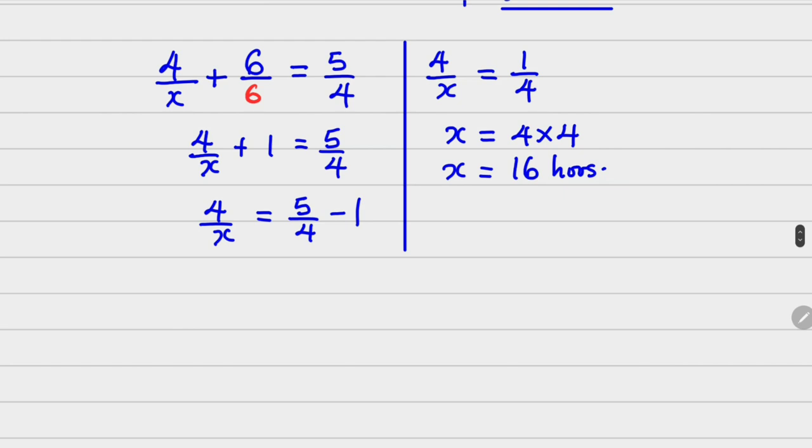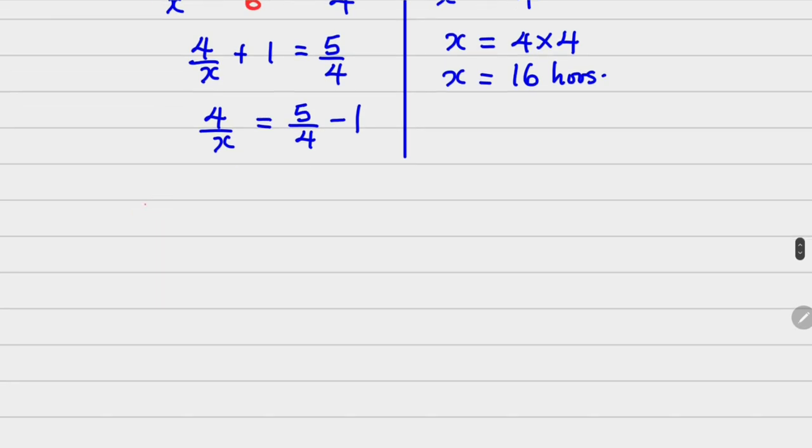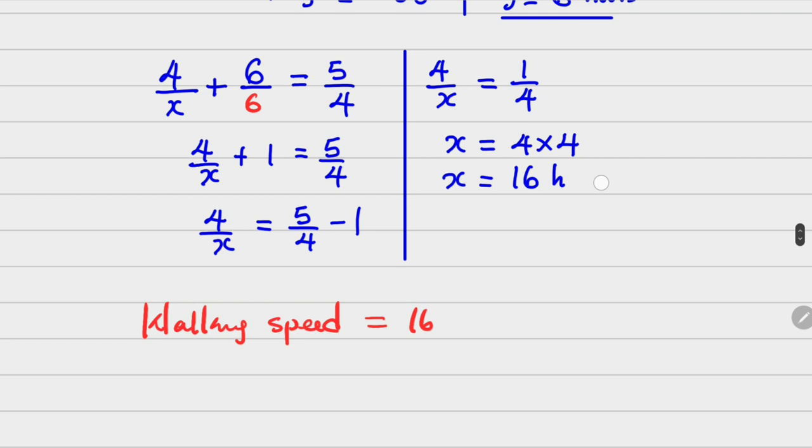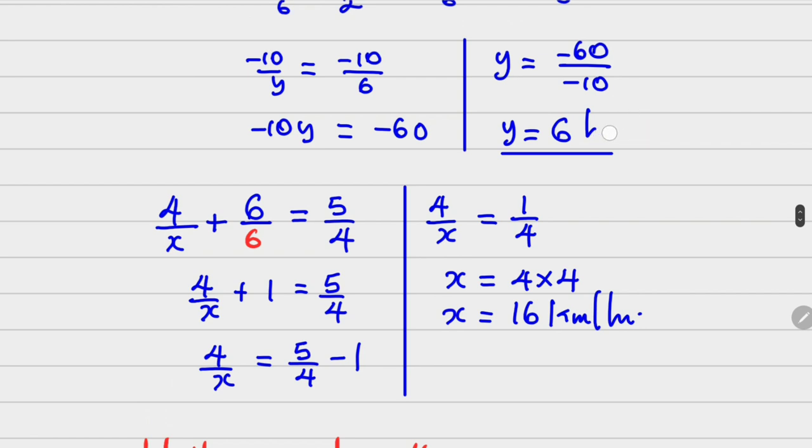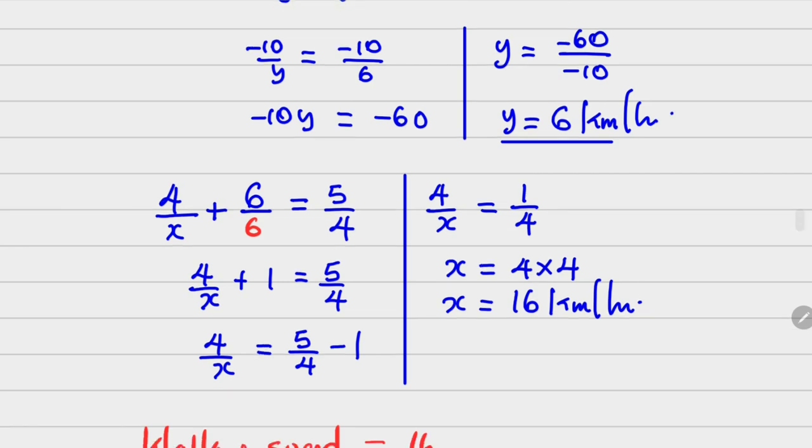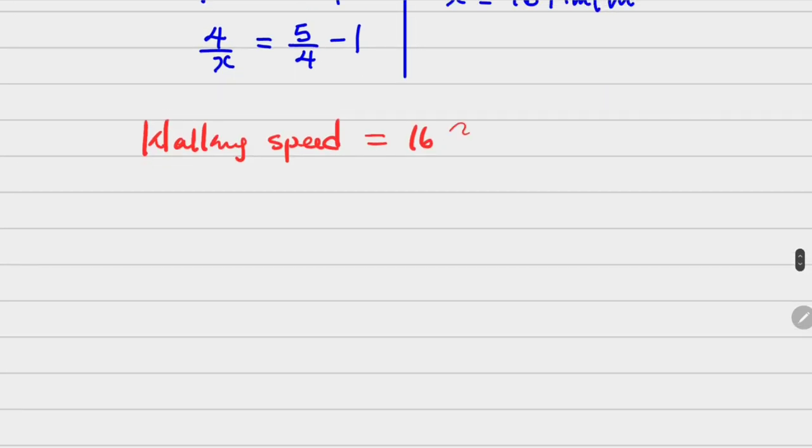So all in all, I've succeeded in solving the question where I have my walking speed, which is actually x, which is going to be 16 kilometers per hour. Okay, I think this is not hours. We are looking for speed, so this is going to be kilometers per hour. The same thing with this, it shall be kilometers per hour. So we come down, this is going to be 16 kilometers per hour.